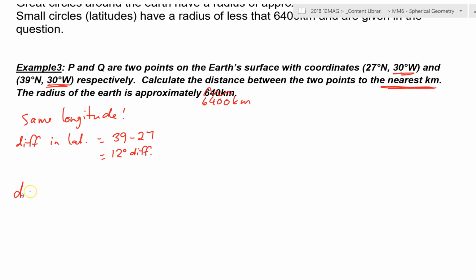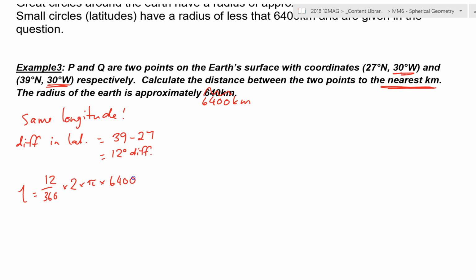So our distance equals, or arc length actually, I think we typically use an L for arc length. Arc length equals theta over 360, that's 12 over 360, times 2 times pi times our radius of 6,400.